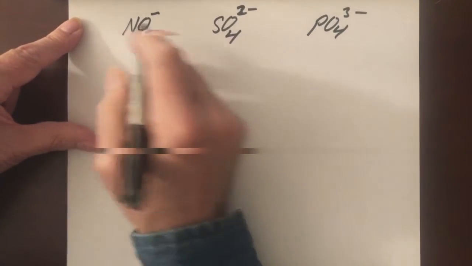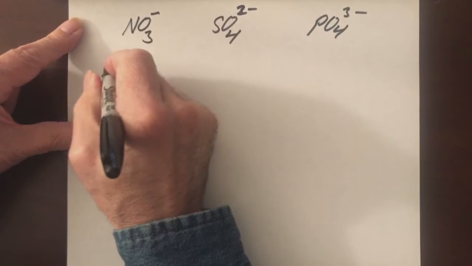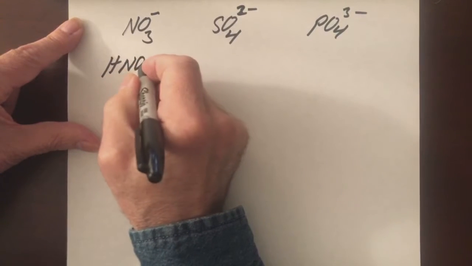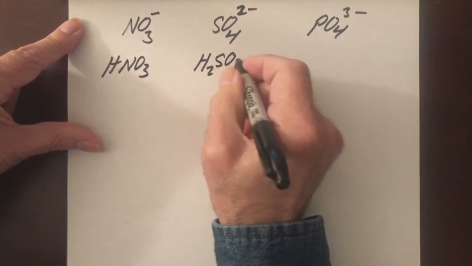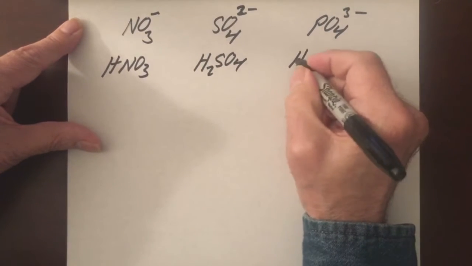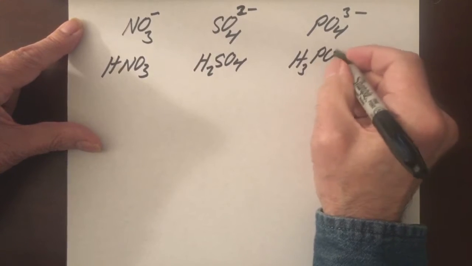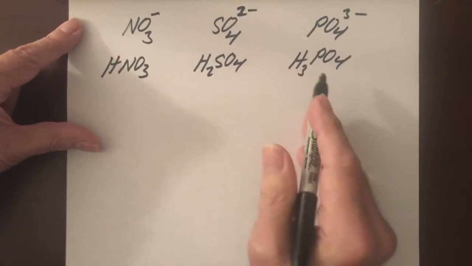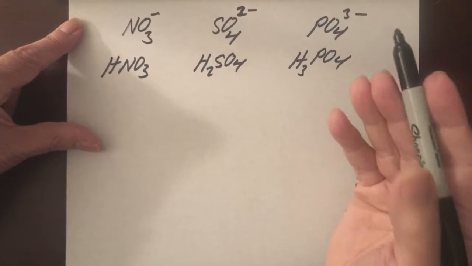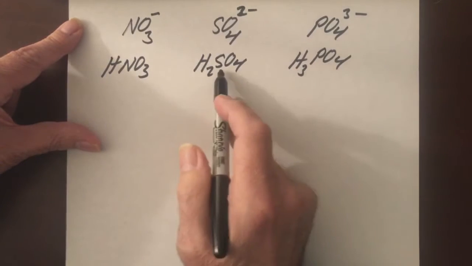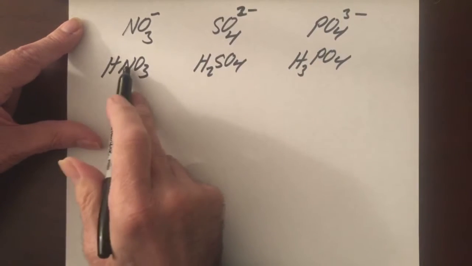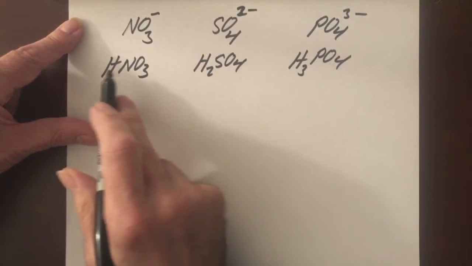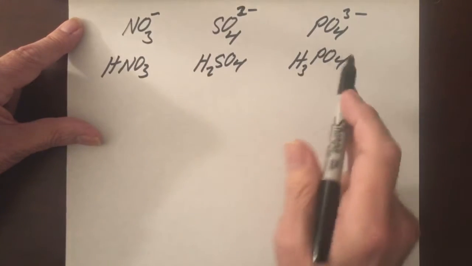If I was to add a hydrogen to these, I would end up with nitric acid, sulfuric acid, phosphoric acid. And the main point of all of this is that when you draw your Lewis structure for oxyacids, the hydrogen will not be bonded to the central nonmetal, nitrogen, sulfur, phosphorus. It'll be bonded to the oxygens.